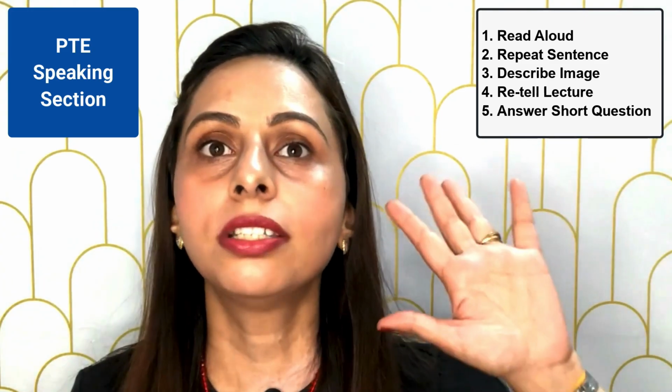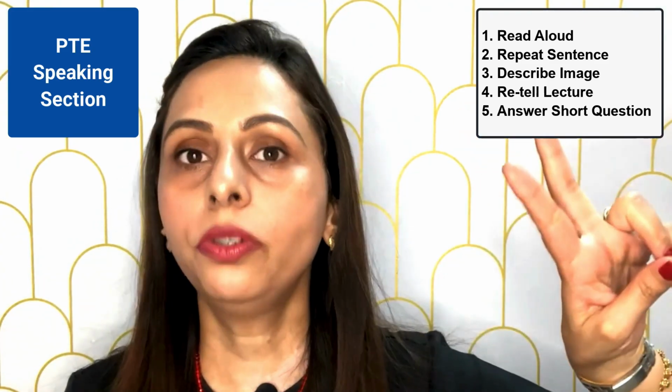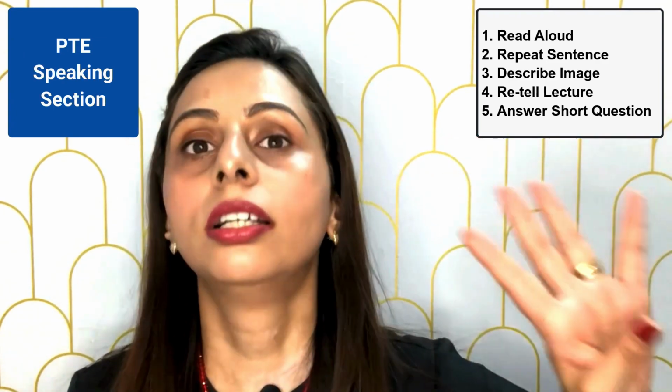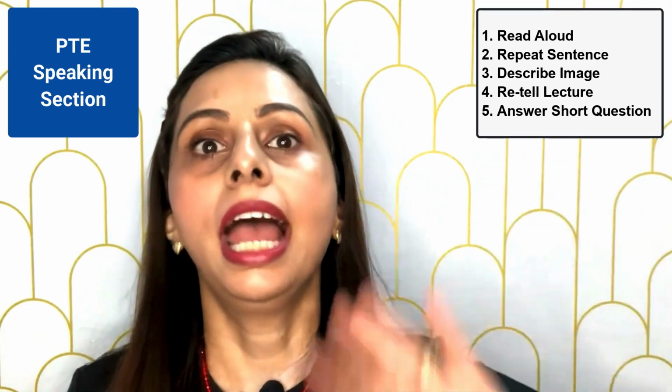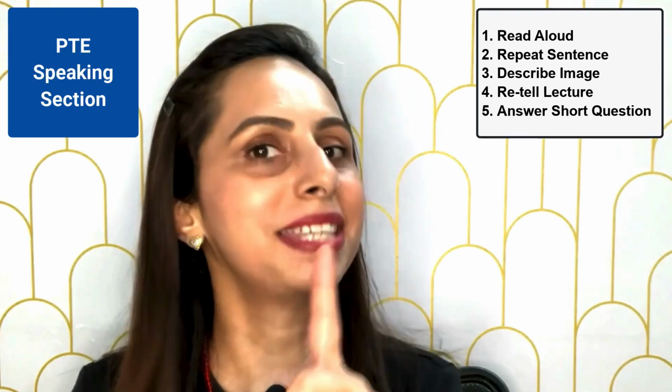The PTE speaking section evaluates your ability to speak clearly and accurately in English. It includes 5 different question types. Number 1 is read aloud. Number 2, repeat sentence. Number 3, describe image. Number 4, retell lecture. And the 5th one is answer short question. We will go through each one step by step.